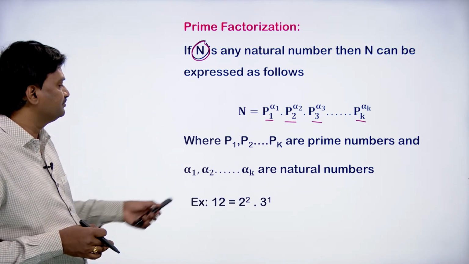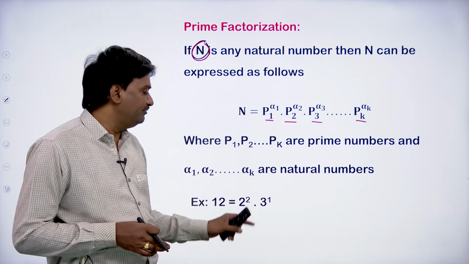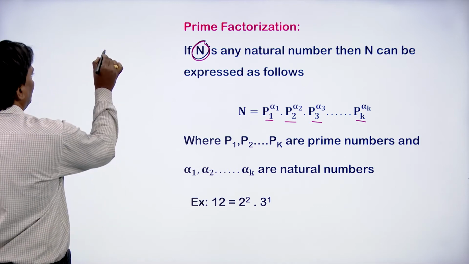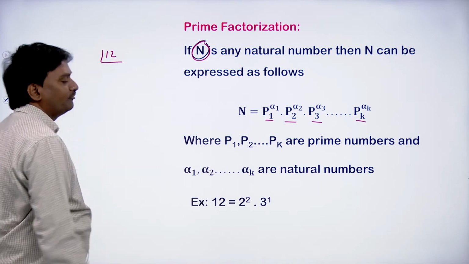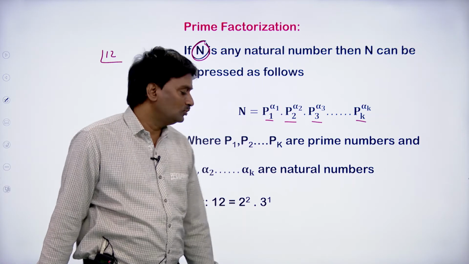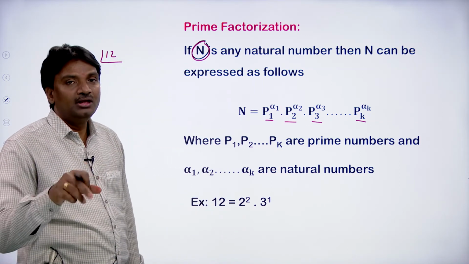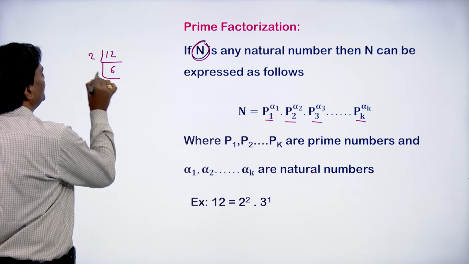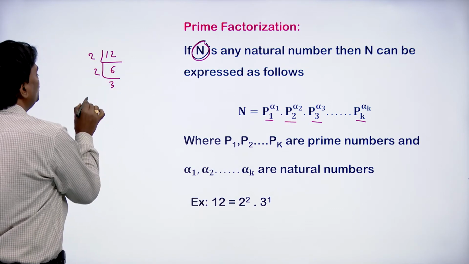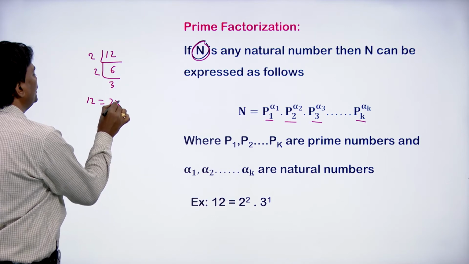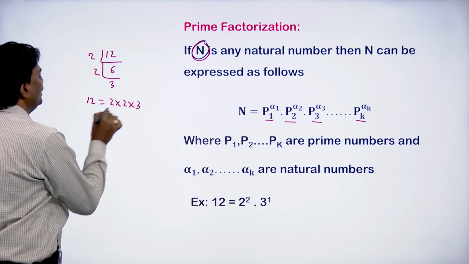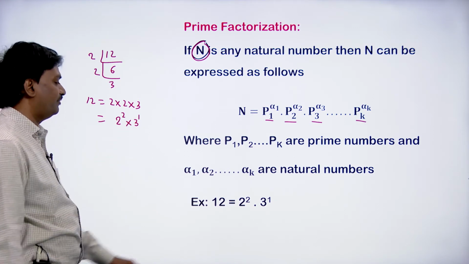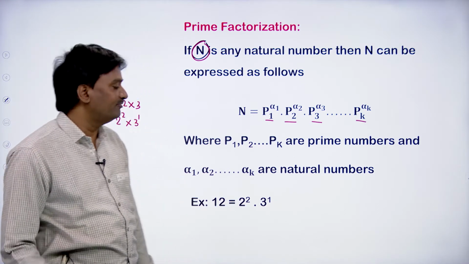So let us consider an example. Here we have 12. We are writing 12 as 2 square into 3 power 1. If we take 12, let us find its prime factorization. We can write 12 as 2 times 6, and 6 as 2 times 3. So 12 can be written as 2 into 2 into 3, where 2 into 2 means 2 square, into 3 power 1. So 2 square into 3 power 1.